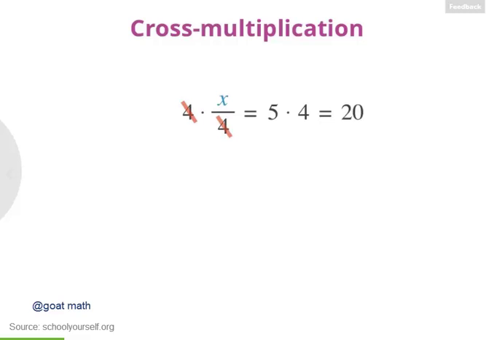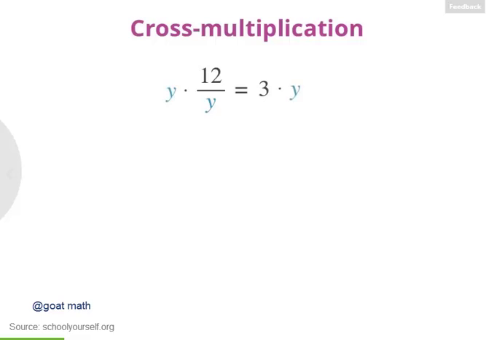Multiplying both sides can also help you solve equations like this, where the variable is in the denominator. If we multiply both sides by y, then the y's on the left side cancel. So then 12 equals 3 times y. To solve for y, we can divide both sides by 3. Now the 3's cancel, and y equals 12 divided by 3, or 4.